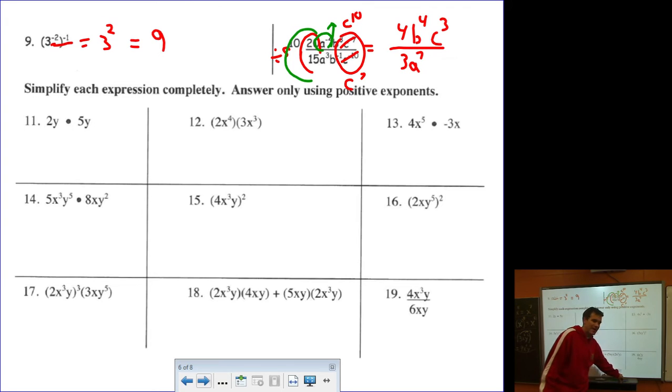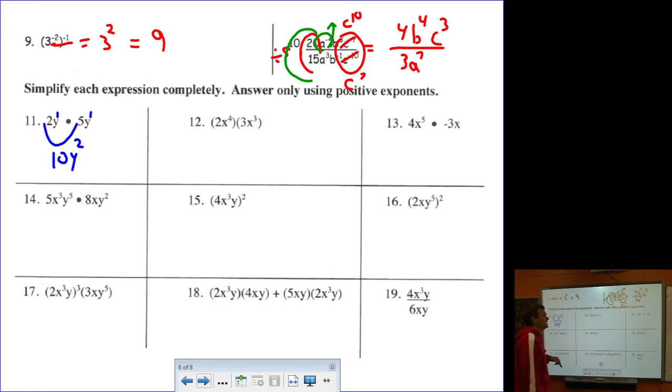All right, now we have a review of some old stuff. Number 11 is a multiplication problem. I'd multiply the coefficients and get 10. I'd add the exponents. Remember, this is y to the first and y to the first, which gives you y to the second. Number 12 is a multiplication problem. I multiply the coefficients, but I add the exponents. 4 x's and 3 x's gives me a total of 7 x's multiplied together.